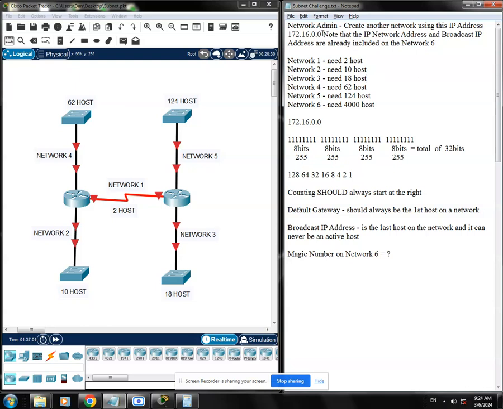It says in here, note that the IP network address and broadcast IP address are already included on the network 6. So this is network 6, and we need to create 4,000 hosts. Wow, that's a lot. And as I mentioned a while ago, the network address and broadcast address are already included in this 4,000, so we don't need to add an additional 2 hosts.